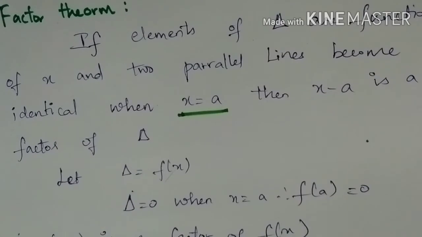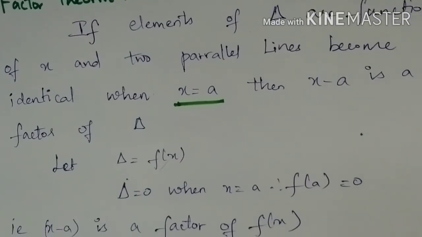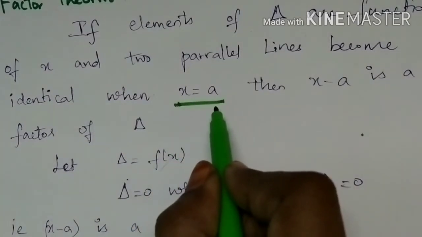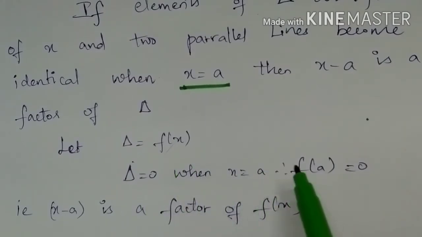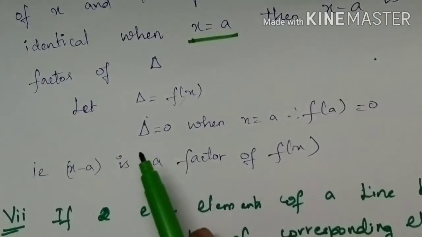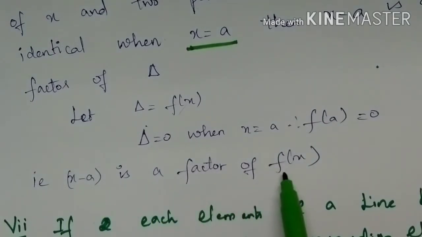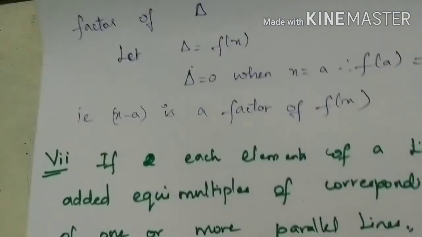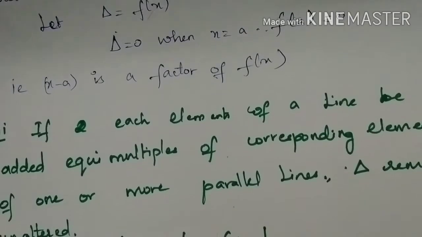I think it is in the third property. We have already seen that if two parallel lines are identical, your determinant value would be 0. Here, in the condition of the factor theorem, we are considering that if two parallel lines are identical when x is equal to a, your determinant value would be 0. So, your determinant would be a function of x, right? At what condition does the determinant become 0? When x is equal to a. So, x minus a would be a factor of the determinant f of x. The condition where the determinant is 0 gives the factor of the determinant f of x.